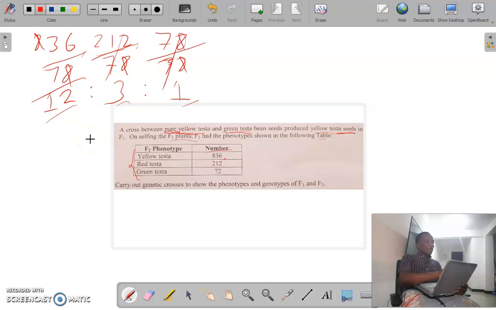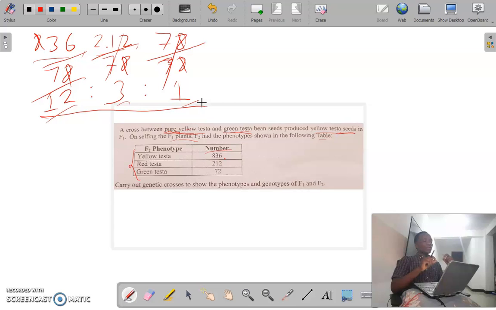So 836 was for yellow tester, then we had red tester, which was 212, and then the green tester, which was 72. Always, having this ratio gives us information. This ratio speaks. When you have 12 : 3 : 1, this indicates that this was a cross involving what we call a simple dominant epistasis.